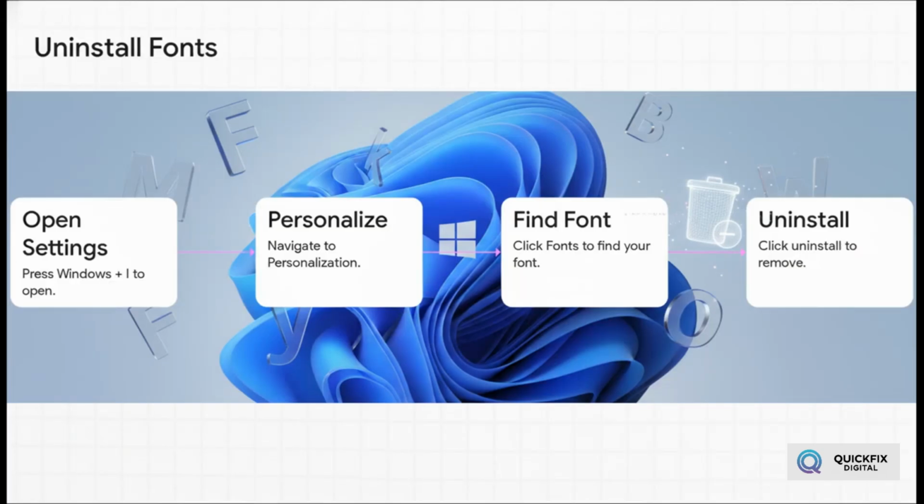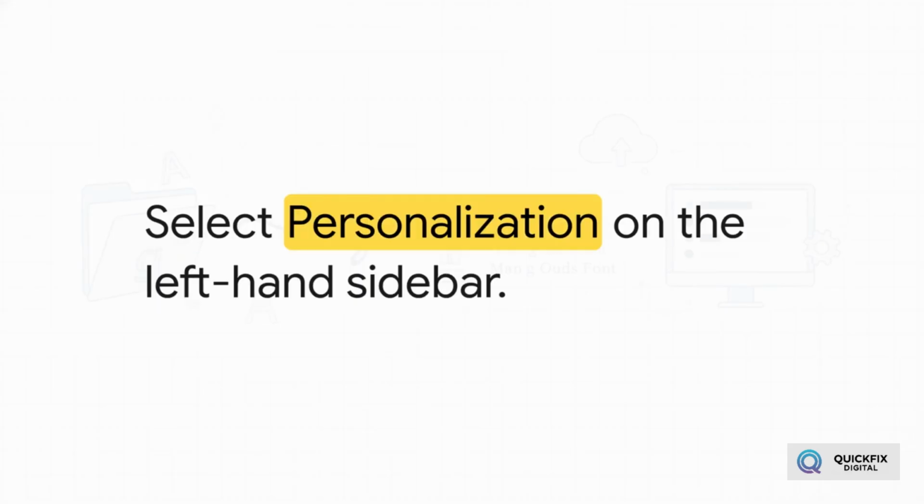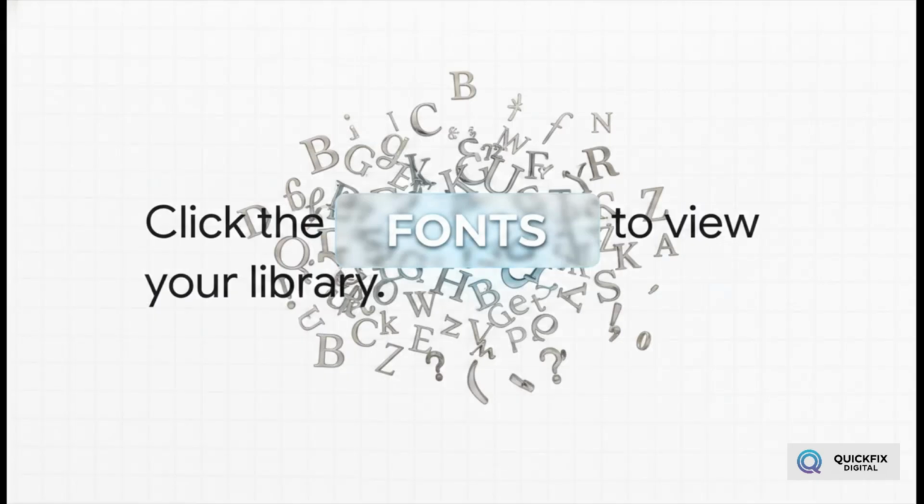Need to uninstall? We'll open Settings, go to Personalization, find the font, and remove it. Hit Windows plus I on your keyboard to quickly open up Windows settings. Next, click right over on Personalization in the left-hand sidebar. Scroll down just a bit and click the Fonts menu option.